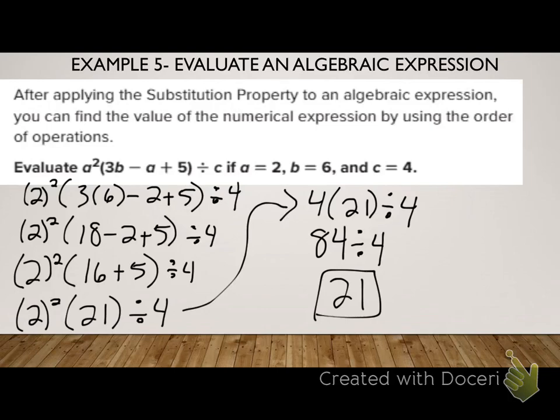We okay with that? So it's kind of applying today's concept with last week's concept, or earlier this week's concept, of plugging stuff in and then using the order of operations to evaluate it. Any questions on example 5? We okay there? Can I move on? Okay, I'm waiting a second.